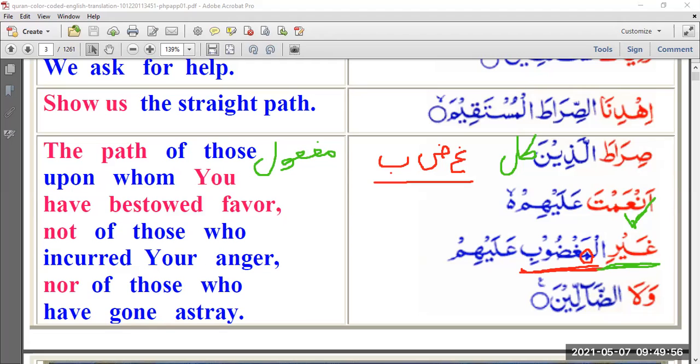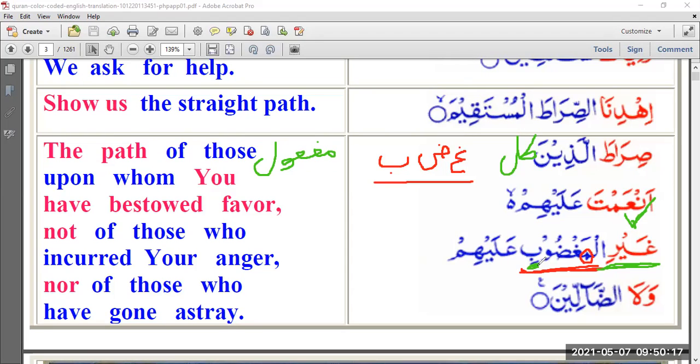We call them special mudafs because we have studied them. And we have to see if kasra comes anywhere, and what the reason for the kasra is. There can be only two reasons for kasra.